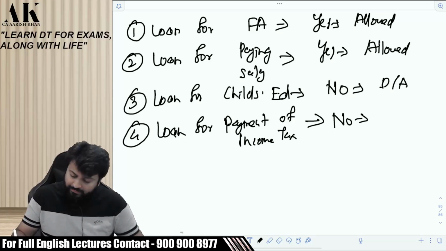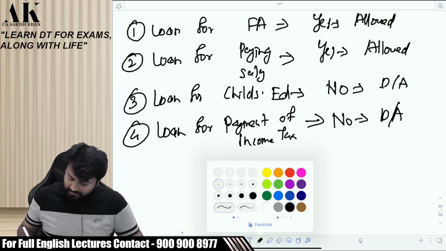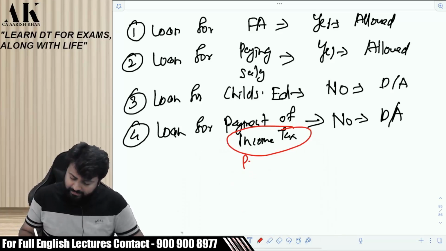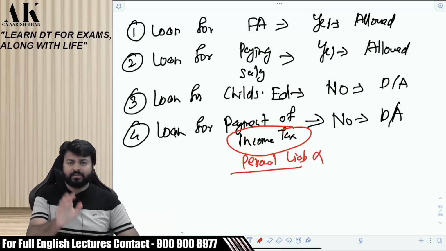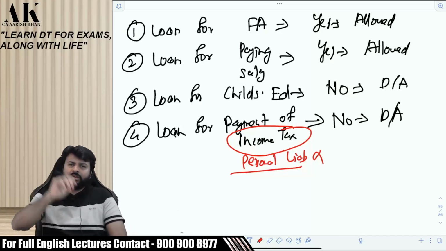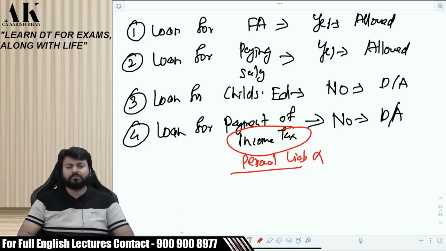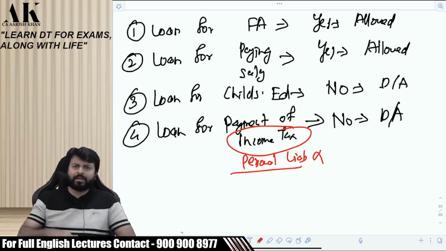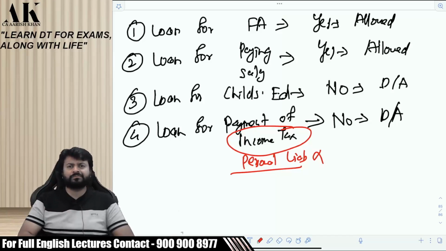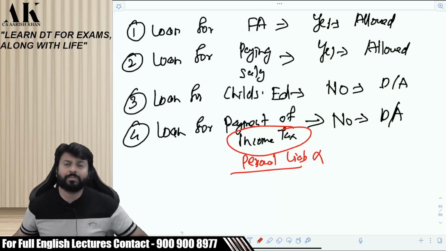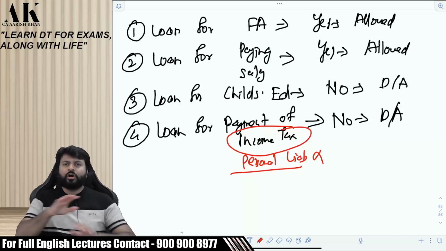No, listen carefully. Income tax is considered a personal liability. It's not a business liability. It is not that only if you do business will income tax come. Income tax will come to a salary assessee also. Income tax will come to an HP assessee also. Income tax will come to a capital gains assessee also, IFOS assessee also. It is not that you are doing business so you are paying income tax. No, it is not any business activity.